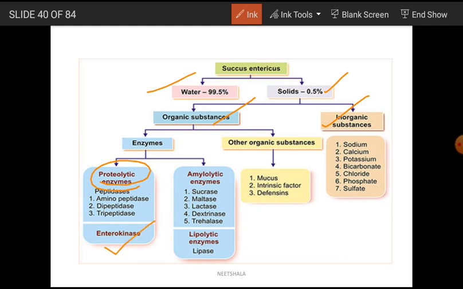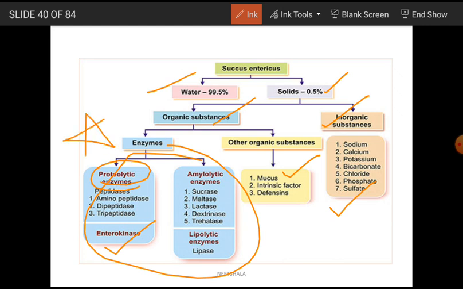Amylolytic enzymes like the sucrase, maltase, lactase, dextrinase, etc. Lipolytic enzymes such as lipase. We will study the function of all these in detail in the next lecture. Other organic substances include mucus, intrinsic factor, and certain different proteins. And inorganic substances include sodium, calcium, potassium, bicarbonate, chloride, phosphate, and sulfate.